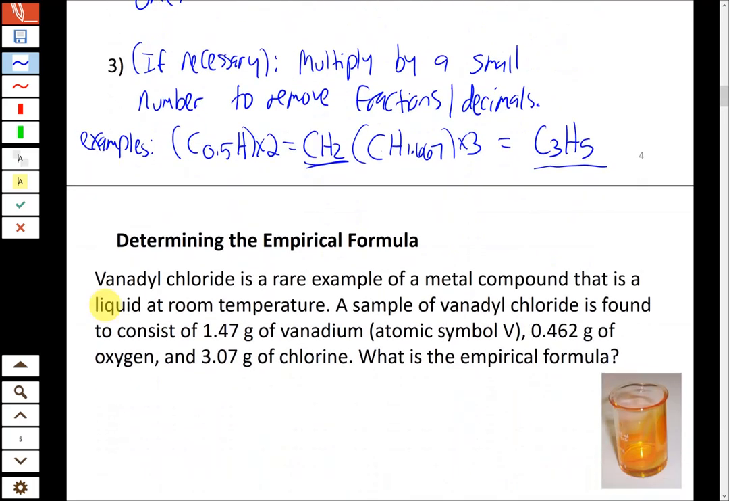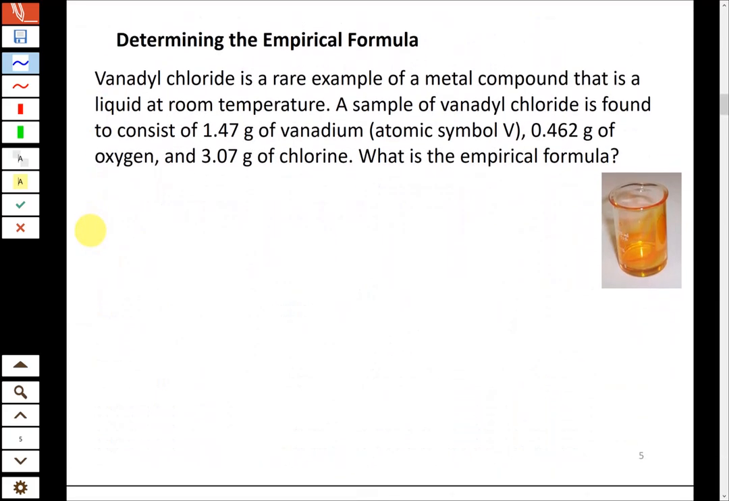All right, so let's just do some examples to see how this works. So one variation in this type of problem is that we just give you the masses of all the elements in the compound. So if we have this compound here, vanadyl chloride, it's an orange liquid, sort of a rare metal compound that exists as a liquid. And we analyze this compound and find that it has 1.47 grams of vanadium, 0.462 grams of oxygen, and 3.07 grams of chlorine. So it has those 3 elements in it, those mass amounts for a given sample of this compound. What is the empirical formula?